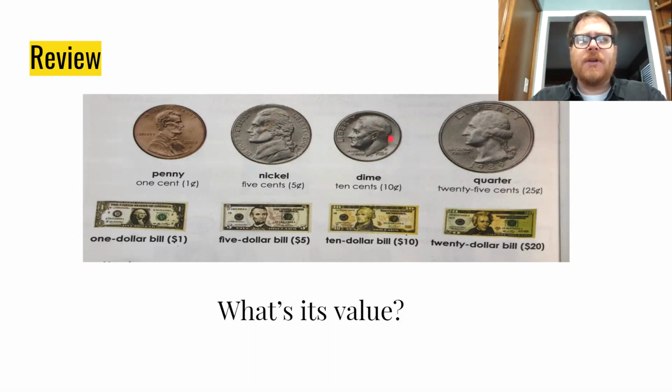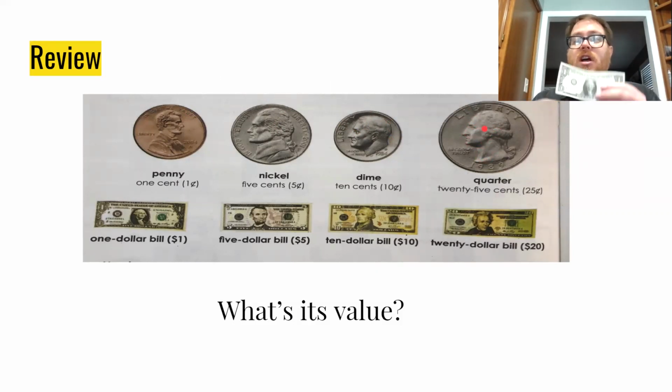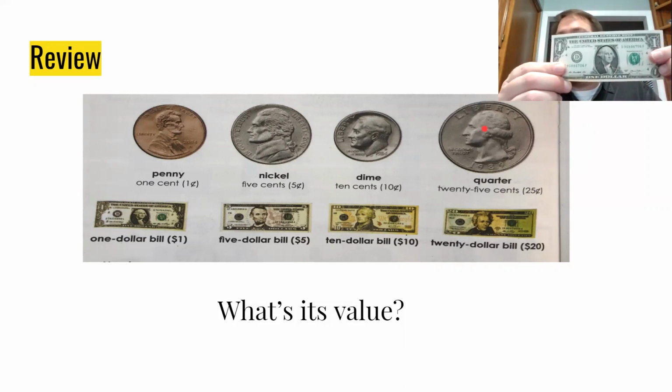And we have the dime. The dime's a little bit confusing because it's worth more than the nickel or the penny because it is 10 cents, but it's smaller. So just have to remember that. And then we have the quarter, and the quarter is 25 cents, which is a quarter or 1/4 of $1. So this quarter is a fourth of a dollar.